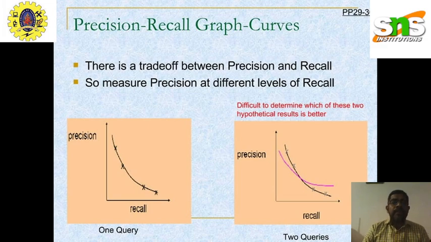And now this is the precision and recall graph curve. From that curve itself we can understand that between recall and precision, the relationship seems to be inversely proportional. If the precision is high, the recall is low. If the precision is low, the recall is high. This way we determine two hypothetical results.